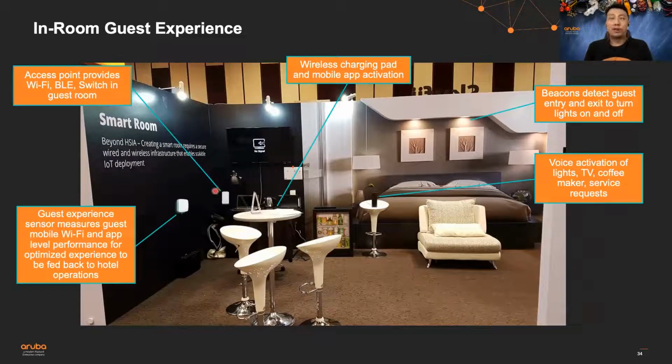And then we have, of course, the Aruba wall jack AP in the room, to showcase where we put it on the wall and how it looks. And then we also have a wireless charging pad, a smart wireless charging pad, so that when the guests go into the room and put the phone on the wireless charging pad, we will know immediately that the guest is actually in the room charging the phone.